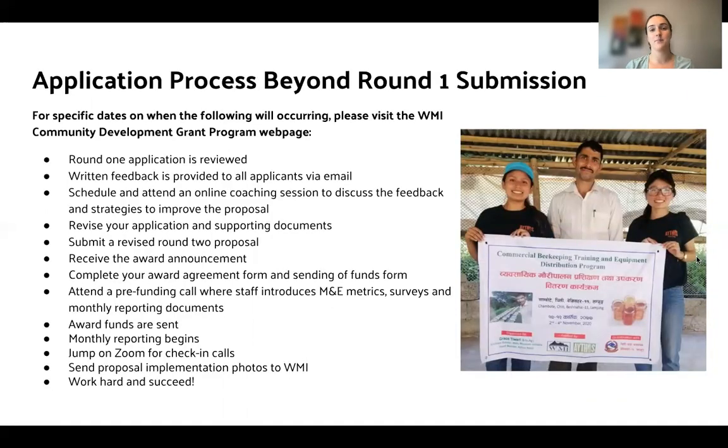So beyond submitting your round 1 application, we've detailed here what else will take place. Beyond the review, you'll receive written feedback. Should your application be moving forward to round 2, you'll meet with WMI staff to talk about improvements needed or suggestions. You'll submit your round 2 proposal, where then it will once again be reviewed. And then we hope to be providing you with an award agreement. Other steps here, maybe you want to take a screenshot of this slide, will take place once you have been awarded a community development seed grant.